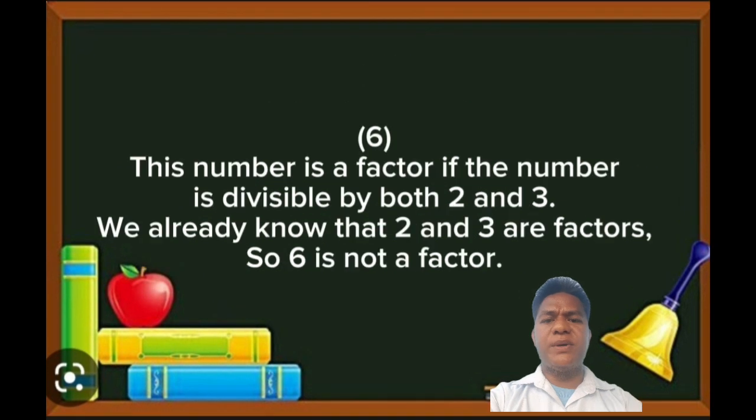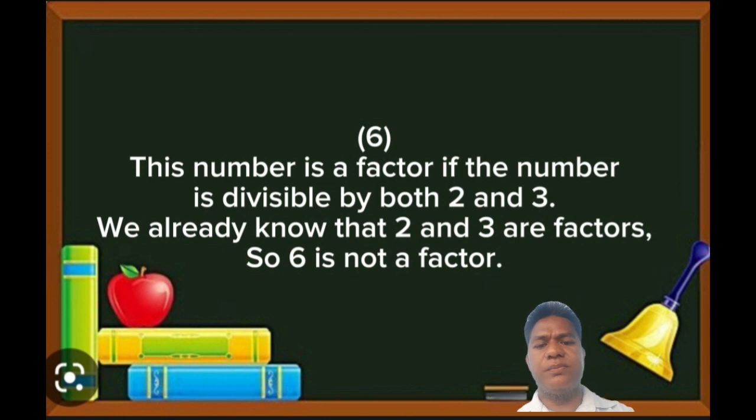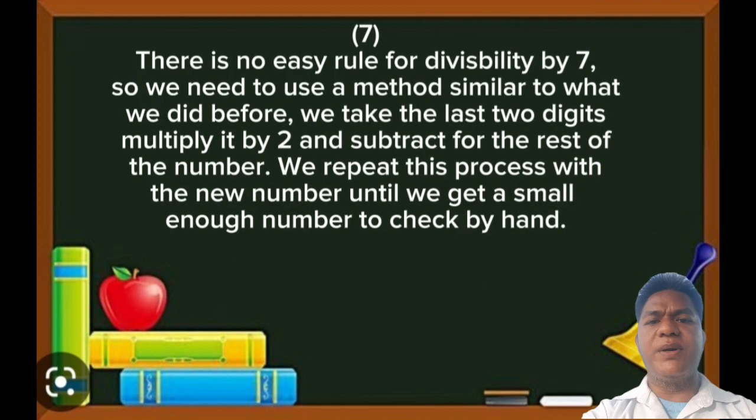Now, let's take number 6. This number is a factor if the number is divisible by both 2 and 3. We already know that 2 and 3 are not factors, so 6 is not a factor. Now, let's move on to number 7.